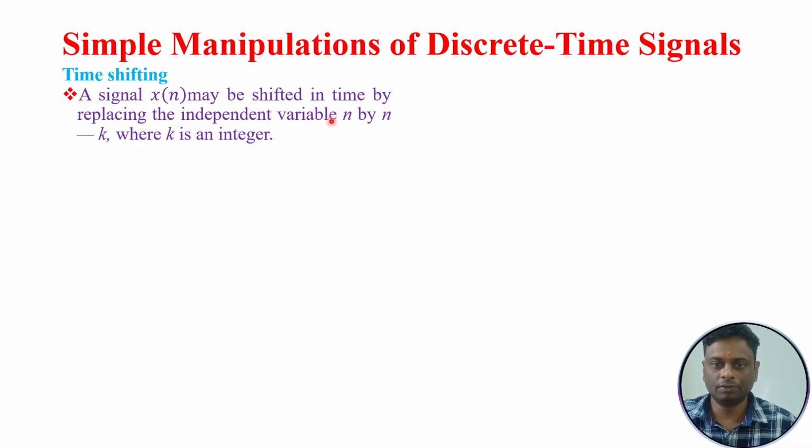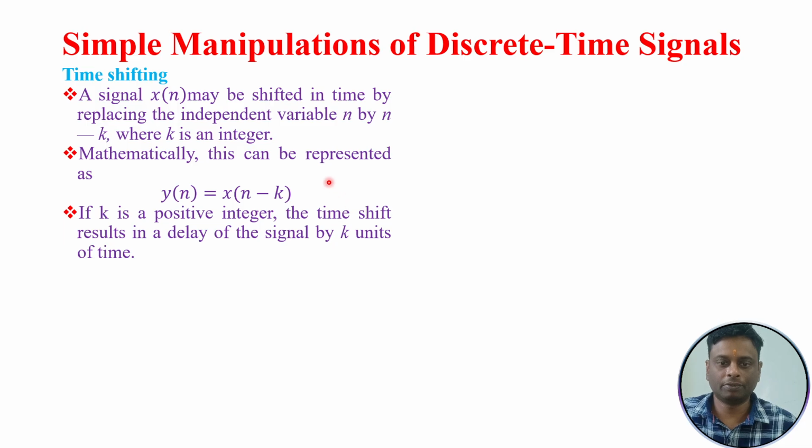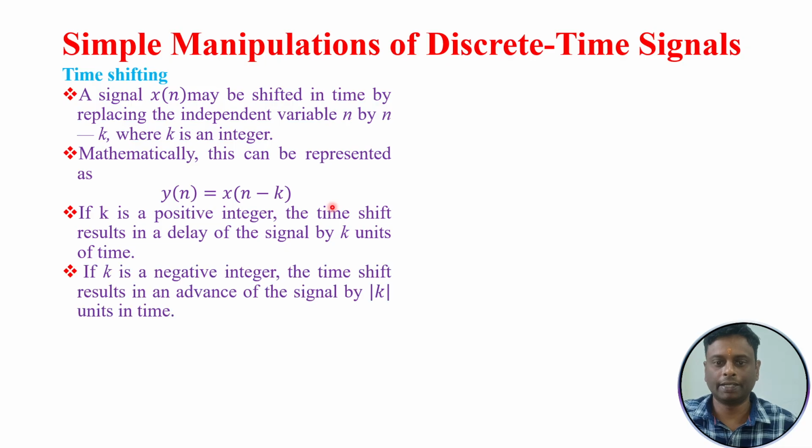Mathematically it can be expressed as y of n equal to x of n minus k, where k is an integer. So we are shifting x of n in time by k. Let us see. If k is a positive integer, then the time shift is a delay of the signal by k units of time. Similarly, if k is a negative integer, then we have to advance the signal by k units of time. So this is the shifting property.